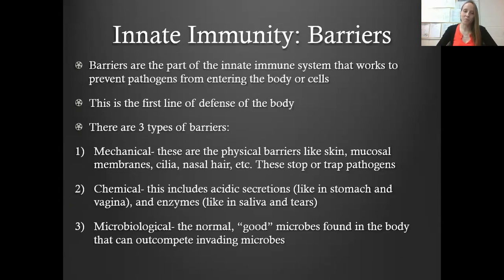So let's talk about those barriers first. Again, it's any part of the innate immune system that tries to prevent pathogens from getting into your body in the first place. It includes mechanical, chemical, and microbiological barriers. The mechanical barriers are just physical things like your skin. If you have a cut or something, then that is a weak area in your barrier where infection can get in. But as long as you don't have any cuts or burns or anything like that, your skin is a really good barrier for infection.